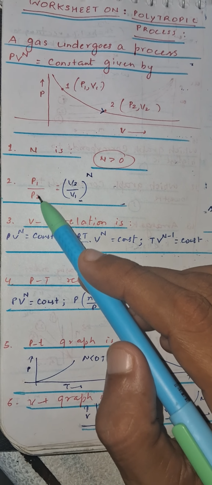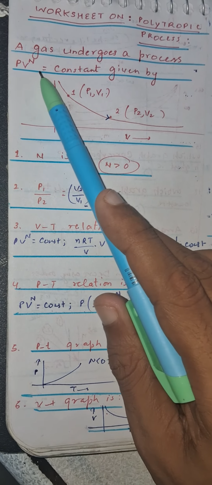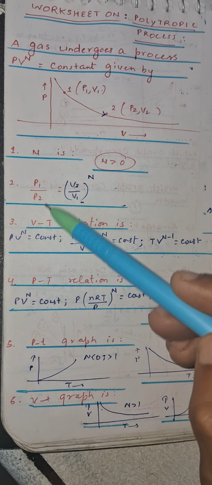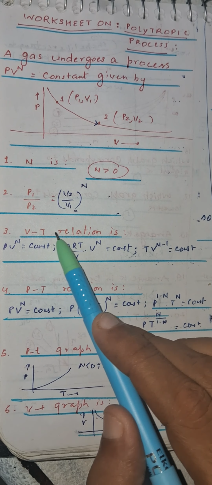Next question is the ratio of P1 and P2. So we can say that P1 V1^n is equal to P2 V2^n. That will give us P1 by P2 is (V2 by V1)^n. Then is finding the volume temperature relation.